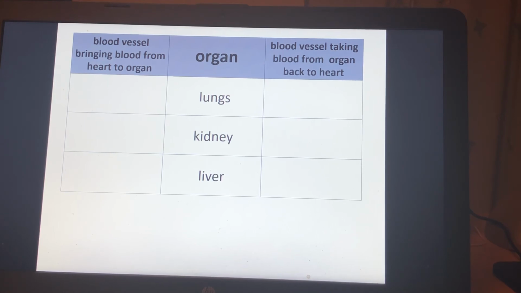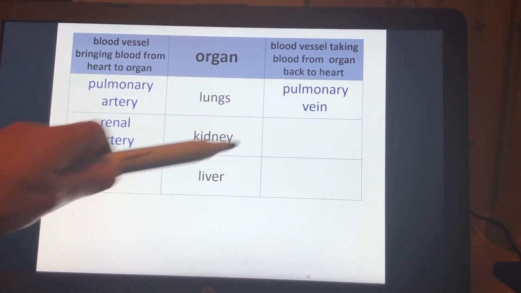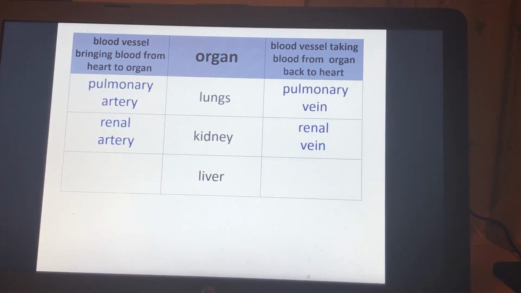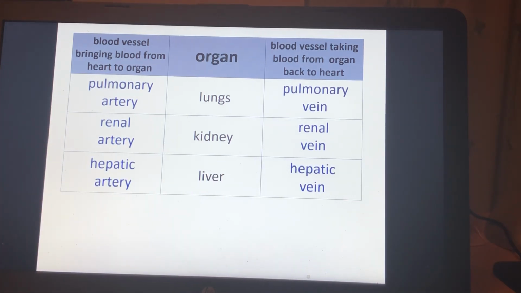Okay, this is really easy. All you have to do is remember A for artery, A away from the heart. Okay, so pulmonary, if you remember, means connected to the lungs. We've got pulmonary artery, pulmonary vein. Kidney, hopefully you remembered that was renal, so renal artery, renal vein. Liver, the word is hepatic, so hepatic artery, hepatic vein. That should have been pretty straightforward.